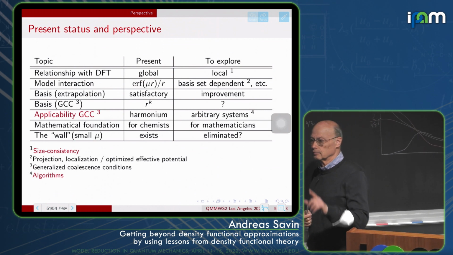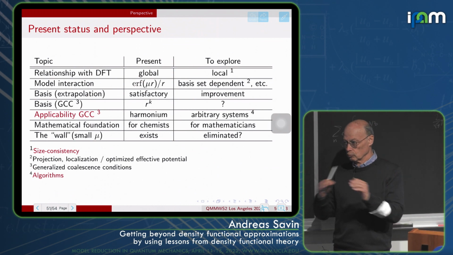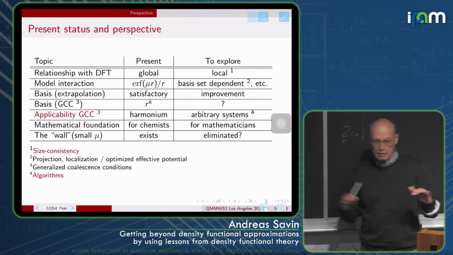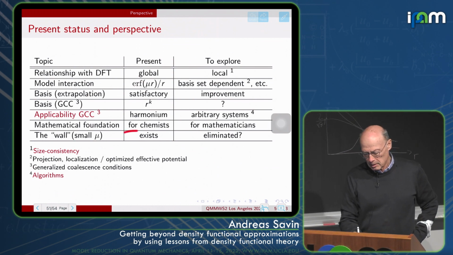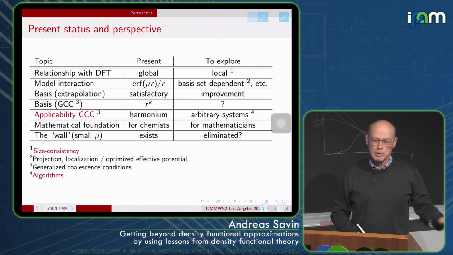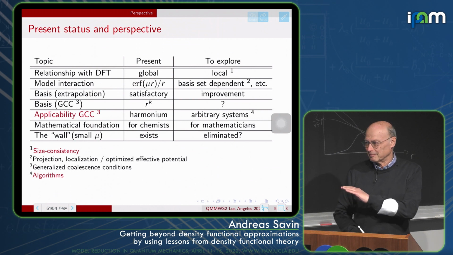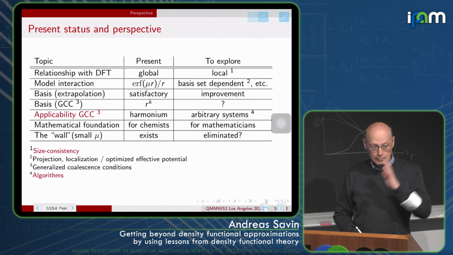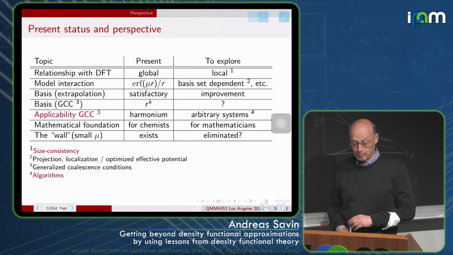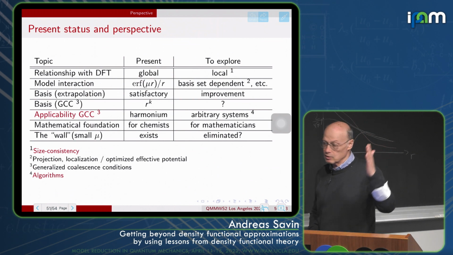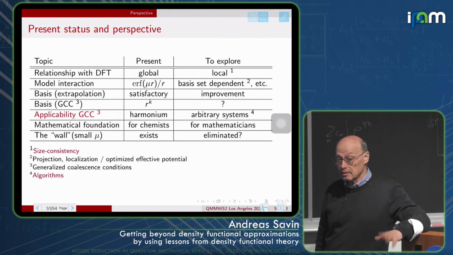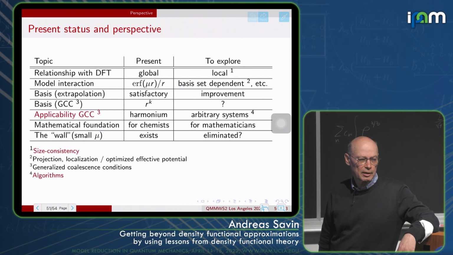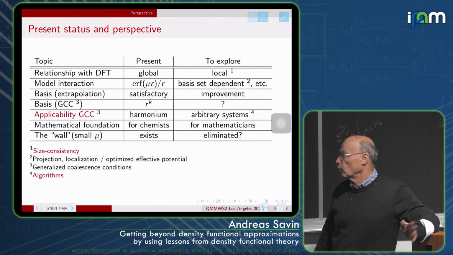cumulant type of thing. Maybe it's possible to correct it, to not have these divergences. And mathematically, it's founded for a chemist, but not for a mathematician. And we have this small wall, and the question is, can we eliminate it or not? I think it's not clear to me if it can be eliminated, if something can be done or not. Okay, thank you.